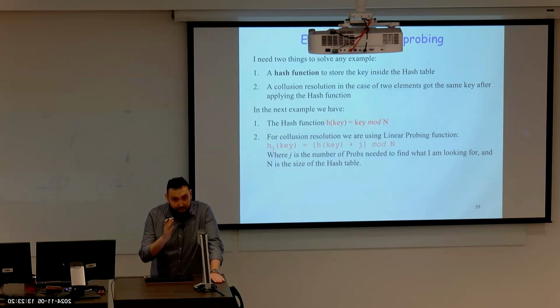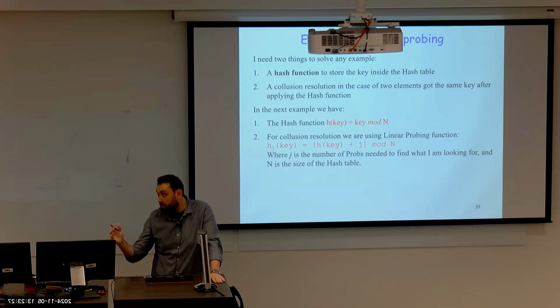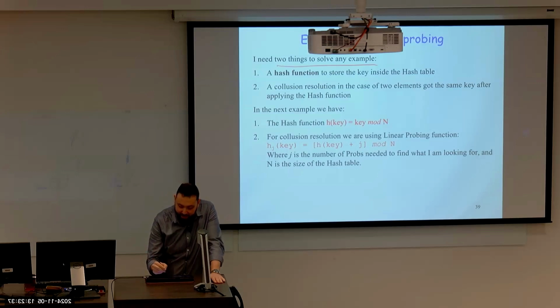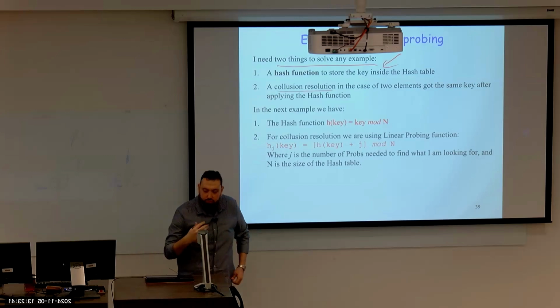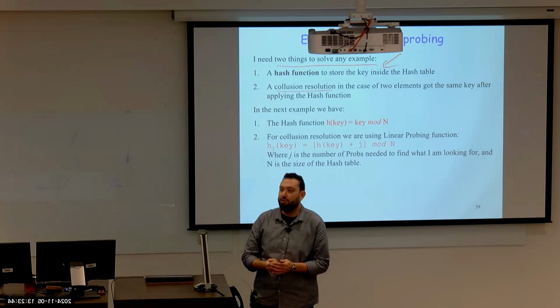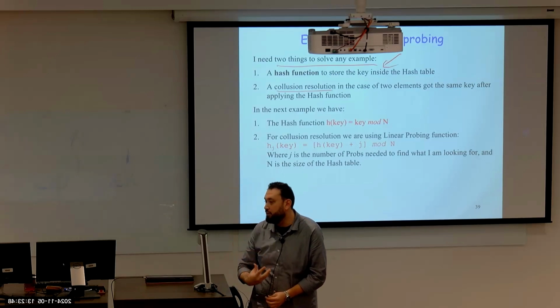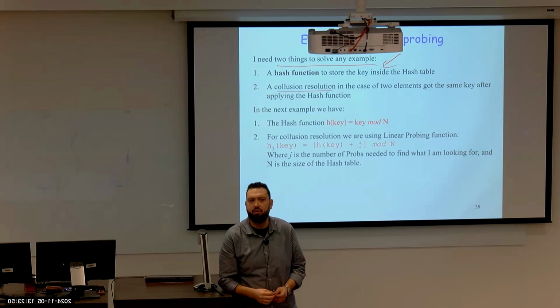So let's review the linear probing, which we covered already, and then we move to the quadratic probing, and then the double hashing. And then we'll solve a few exercises together. Usually, I'll need 2 things to solve any example. What are these 2 things? We said I need the hash function, and then I need a collision resolution. Why do we need both? Why don't we have just one function?